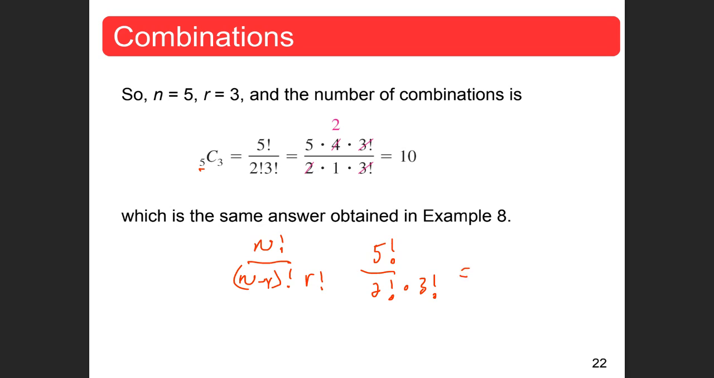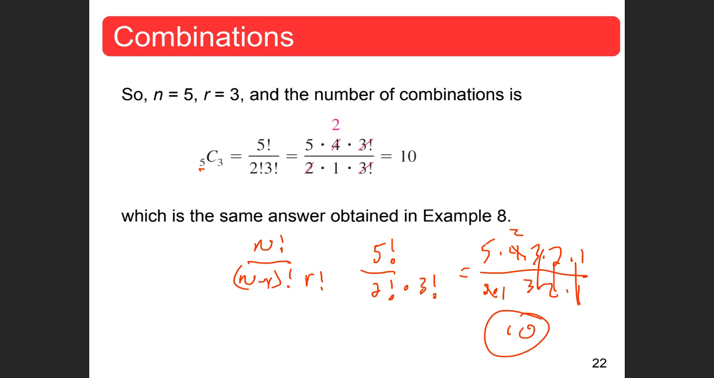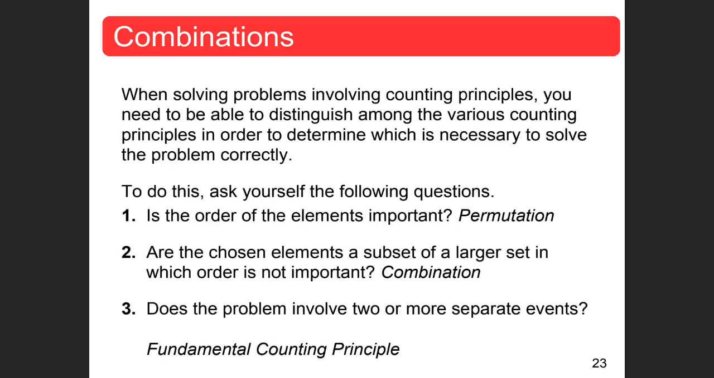So if I was going to solve this, I'd go 5 times 4 times 3 times 2 times 1. Well, on the bottom, I have 3 factorial, so 3 times 2 times 1. That crosses out all that. And then I still have this 2 factorial, which is just 2 times 1. Well, I can simplify 2 into 4. So 5 times 2 is 10. So my answer is just 10. So you should be able to use the formulas to find combinations and permutations.